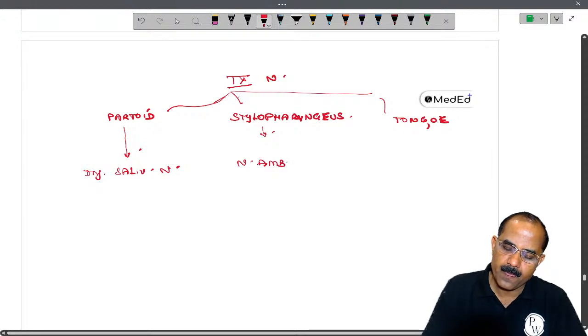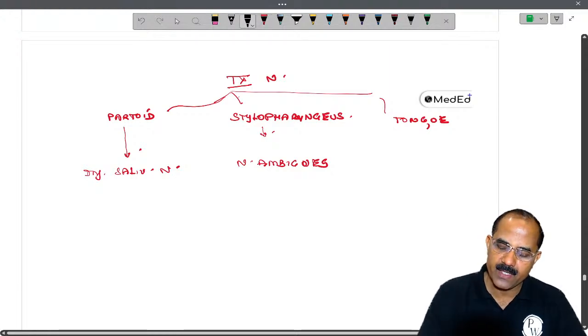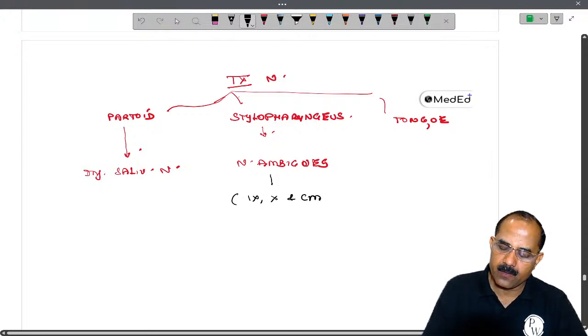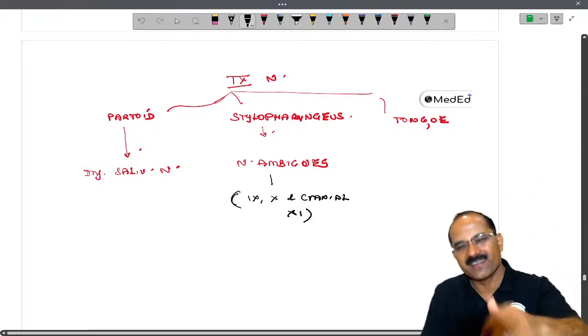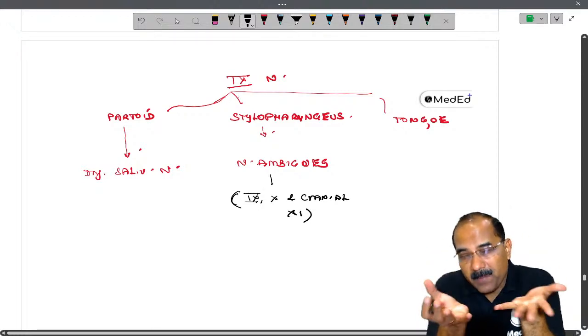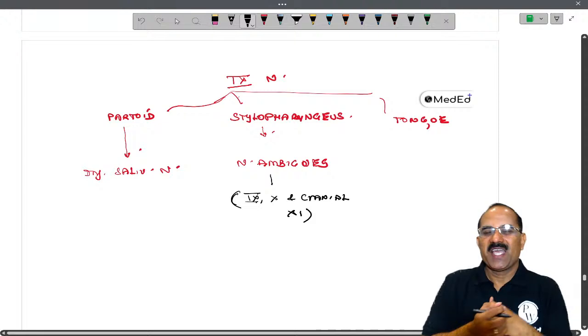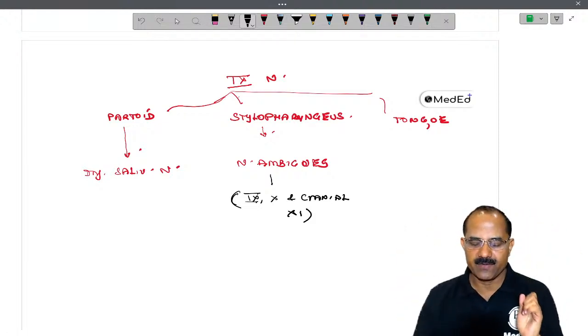Nucleus ambiguus. But nucleus ambiguus है ना, it's a common nucleus for three nerves. It's a common nucleus for the 9th nerve, 10th nerve and cranial accessory nerve. ये थोड़ा सा difficult है, ये सबसे difficult part है in the entire anatomy to understand. This nucleus ambiguus belongs to the 9th nerve, the 10th nerve and the cranial accessory nerve.